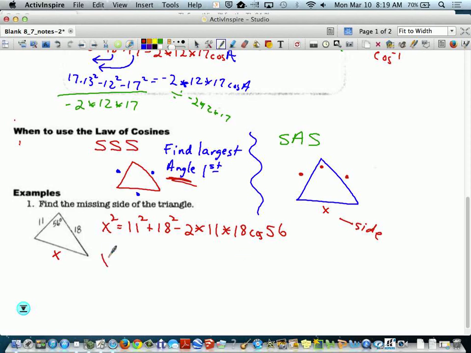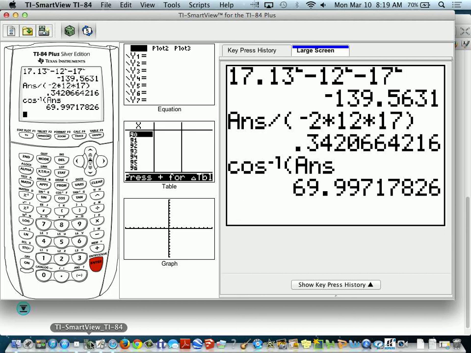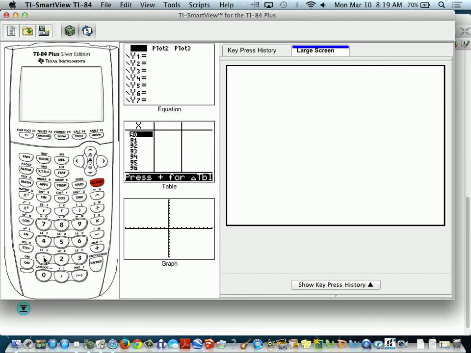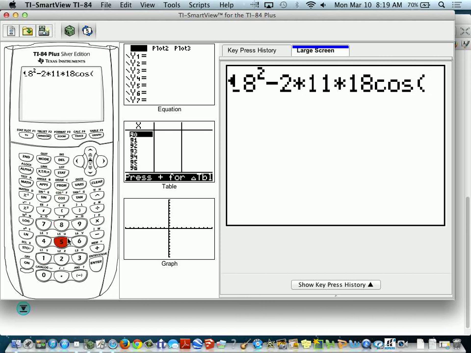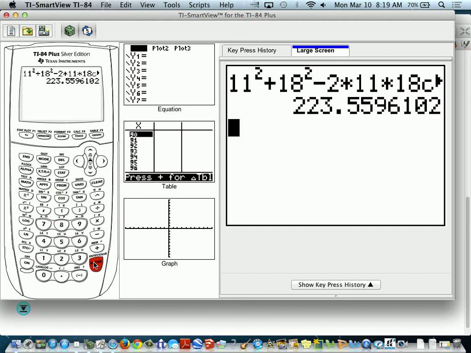Some of you might even get into a habit of just putting the square root over all of it right away. But you should always look at the triangle when you're doing this. What were the sides again? 11 and 18. So 11 squared plus 18 squared minus 2 times 11 times 18 cosine of 56, right? Yep. I get a lot of students that give me that as their answer.